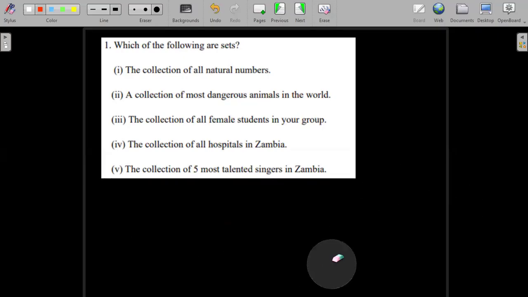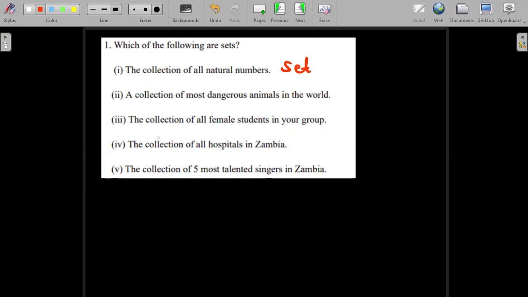So now let us answer these questions which we have here. The first one says, the collection of all natural numbers. So which of the following are sets? The collection of all natural numbers, is this a set? Of course, this one is going to be a set. And the reason why we say it's a set is that it is well defined.